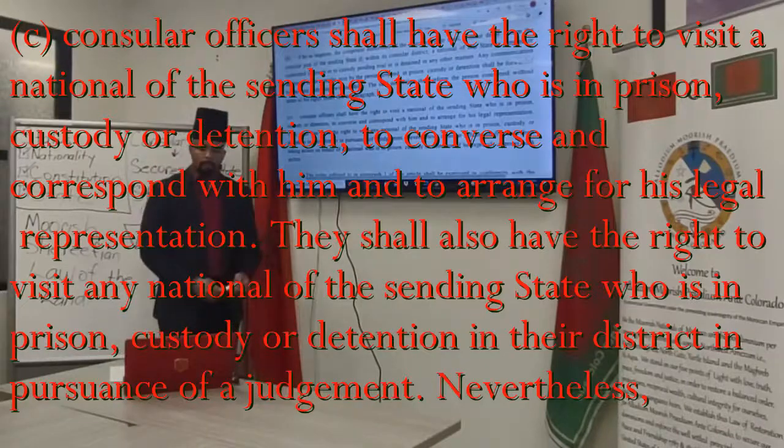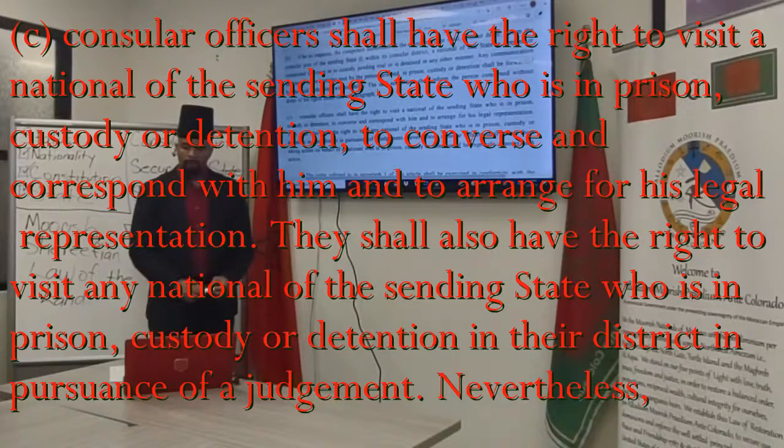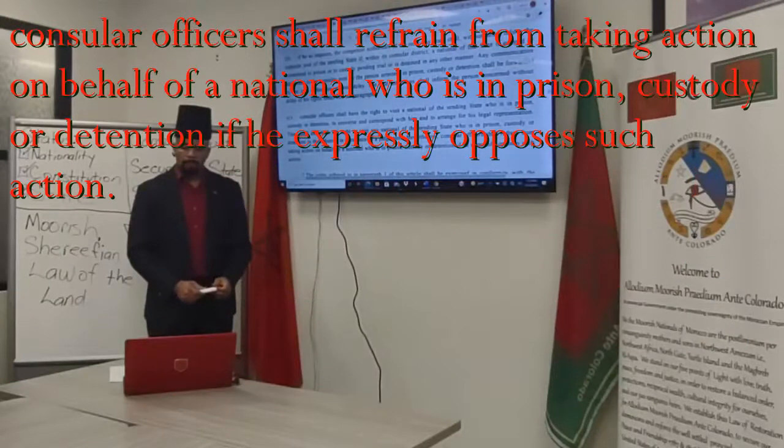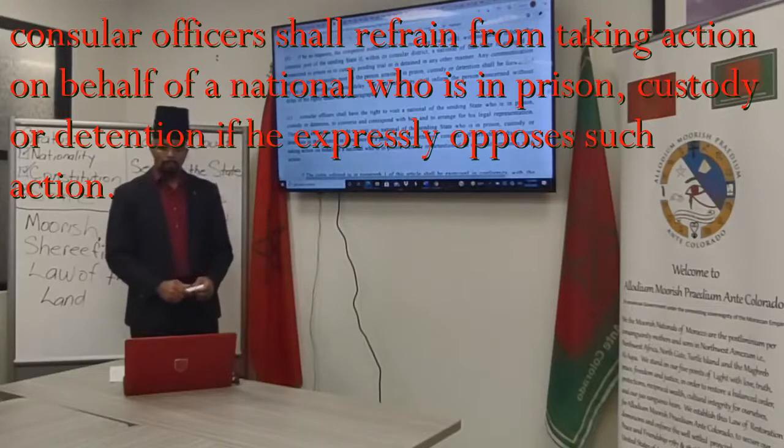The said authorities shall inform the person concerned without delay of its rights under this subparagraph. C, the consular officers shall have the right to visit a national of the sending state who is in prison, custody, or detention to converse and correspond with him and to arrange for his legal representation. They shall also have the right to visit any national of the sending state who is in prison, custody, or detention in their district in pursuance of a judgment. Nevertheless, consular officers shall refrain from taking action on behalf of a national who is in prison, custody, or detention if he expressly opposes such action.